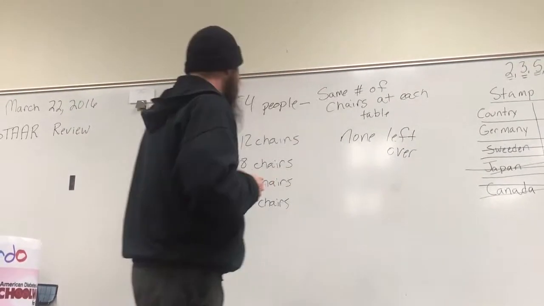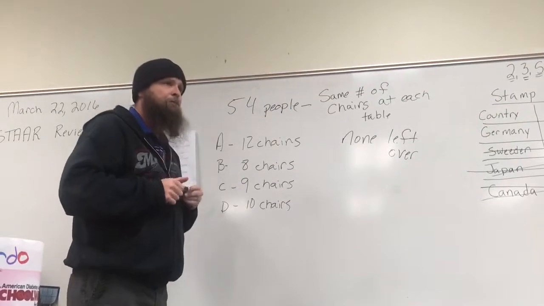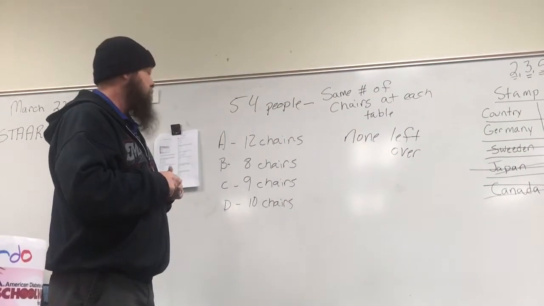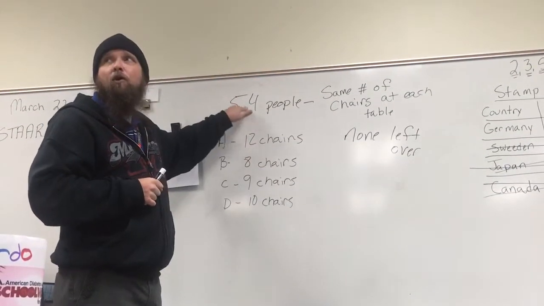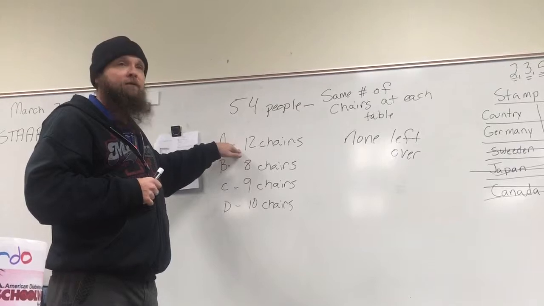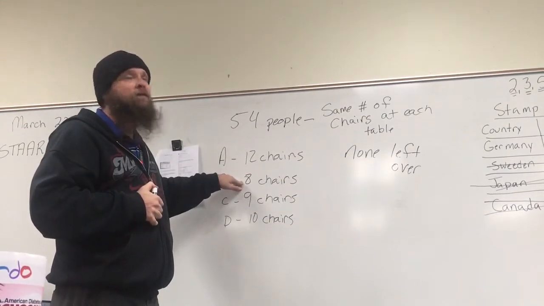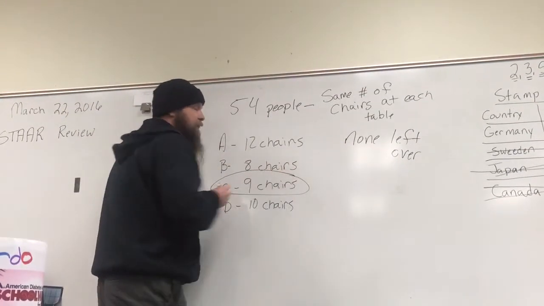Yep. Which answer do you think is the correct answer? C. Why C? Because I multiplied 9 by 6. Because you multiplied 9 by 6. So 9 is the only thing that would divide into 54 evenly. 12 doesn't go into 54 evenly. No. 8 doesn't go into 54 evenly. No. 9 does. And 10 does not.